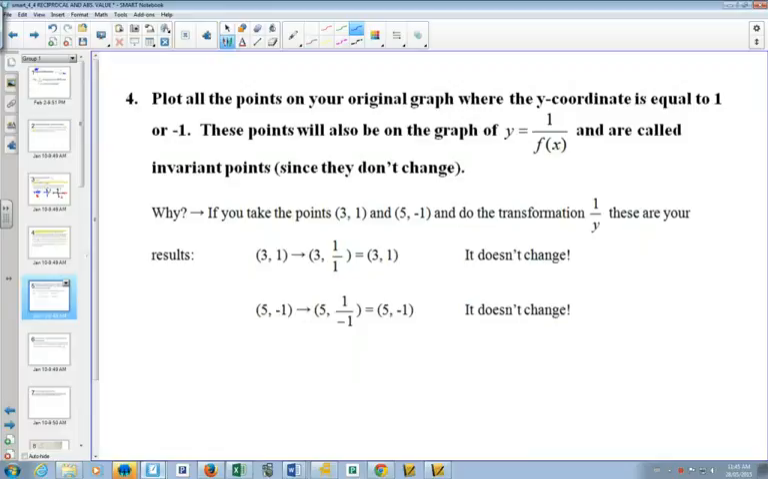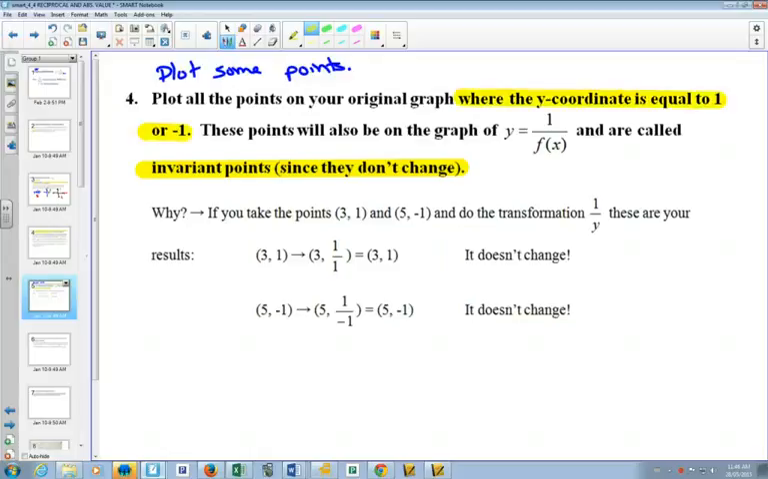Step 4, it says specific ones. We're going to change step 4 to make it even simpler: just plot some points. This one is talking about certain points that don't change, invariant points. That happens wherever the y coordinate is equal to 1 or negative 1. Those points won't change, but you don't have to be restricted to just those points.